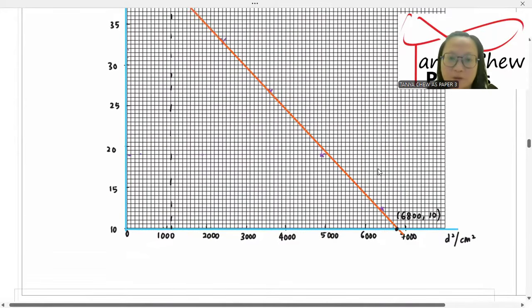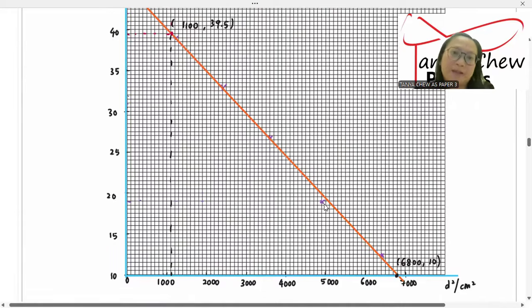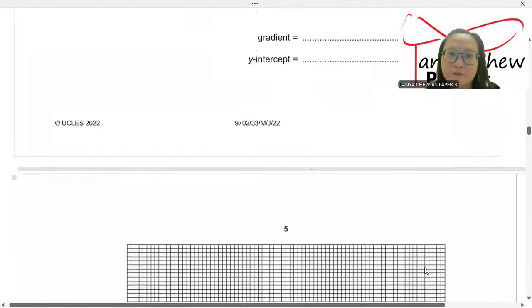Make sure that the scattering of your points must be at least half of the graph, right? At least 4 boxes. So I have used 1, 2, 3, 4, 5, 6 boxes. So I'm safe, right? So these are all the points plotted on your graph. I have already plotted. Now I'm supposed to find the gradient.